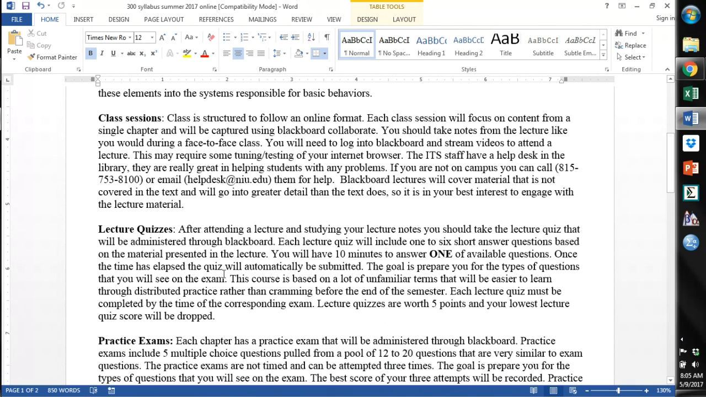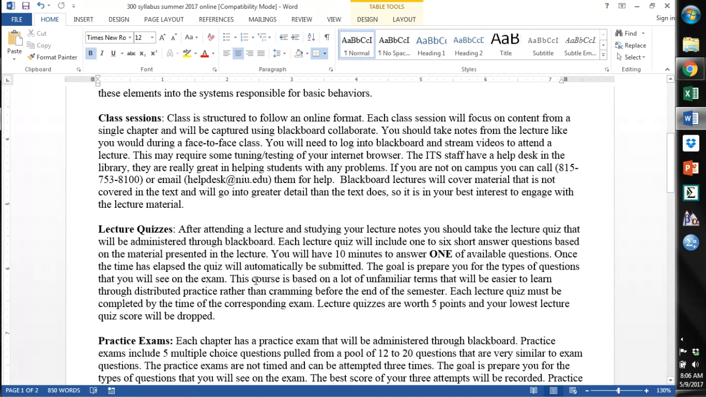Once the time has elapsed, the quiz will automatically be submitted. So remember, you have 10 minutes to answer one of those possible questions. So there's some choice here. You want to read through all of them and decide which one to answer. The goal is to prepare you. These questions are meant to prepare you for the types of questions that you will see on the exam. This course is based on a lot of unfamiliar terms that will be easier to learn through distributed practice rather than cramming before each exam is due.